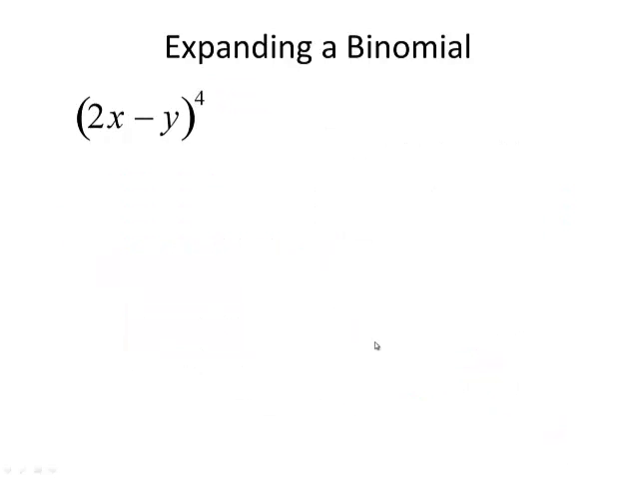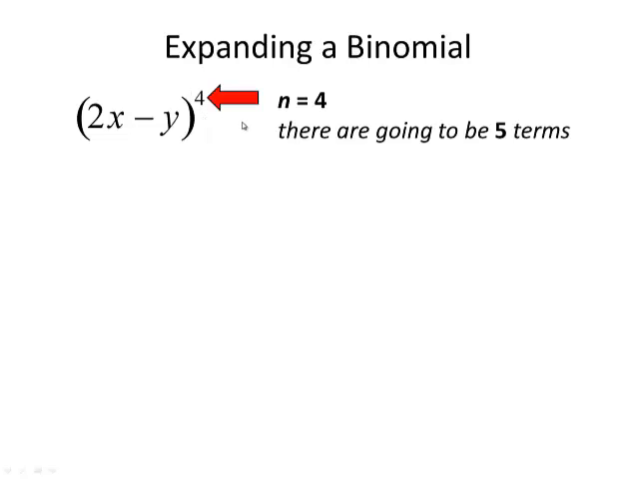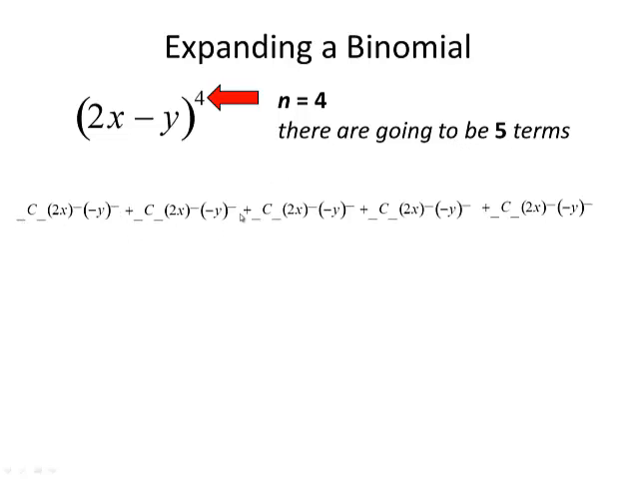Here's another one. Okay, so you try to do this one. Pause this if you need to, but you're going to write this all out. Okay, so we start with a 4. So n is 4. That means there are 5 terms. You're going to write this out like this: 5 terms. Okay, and then this is going to be 2x and a negative y, 2x negative y, 2x negative y, 2x negative y, 2x negative y. That's what these two are.